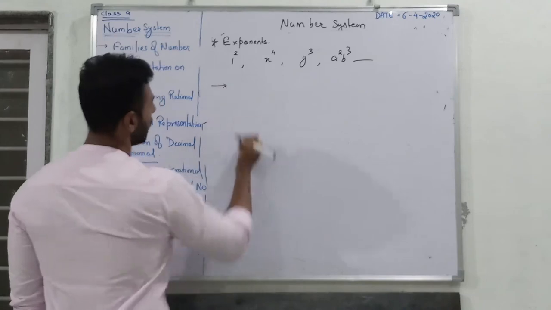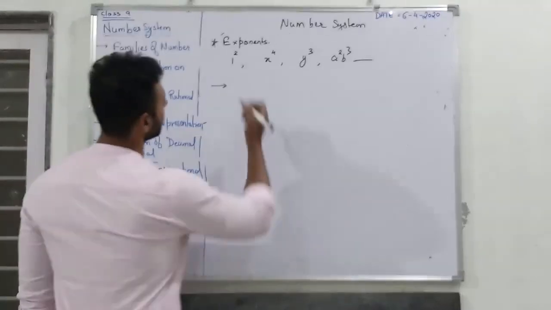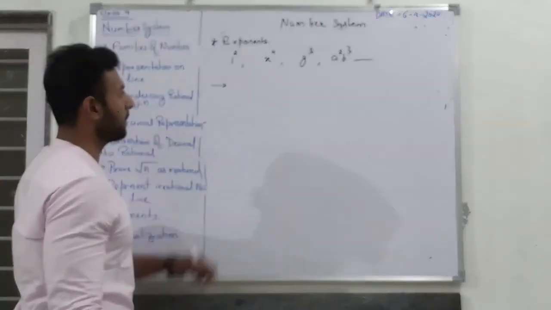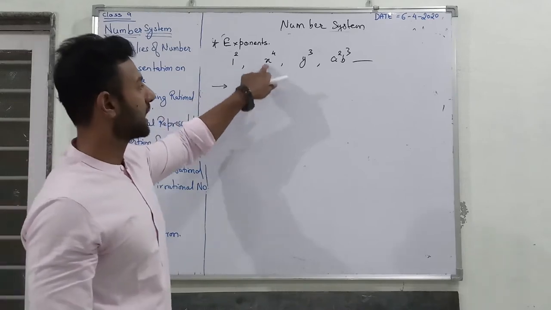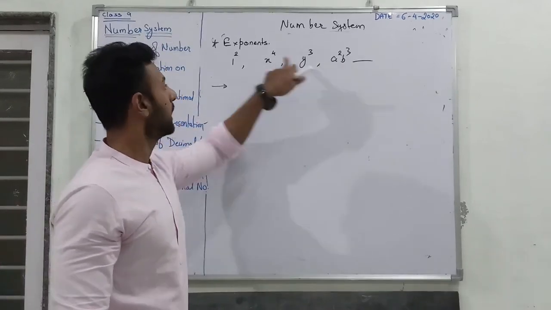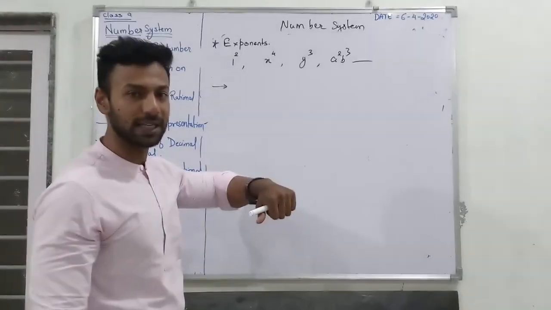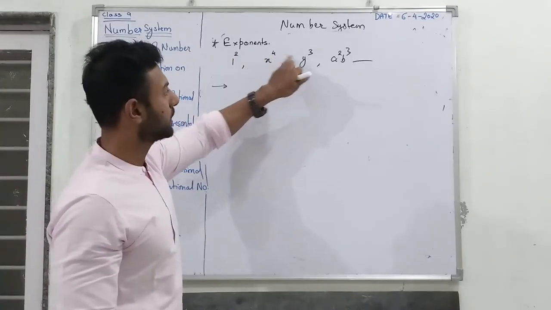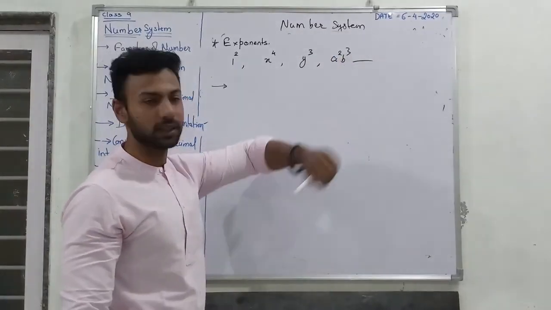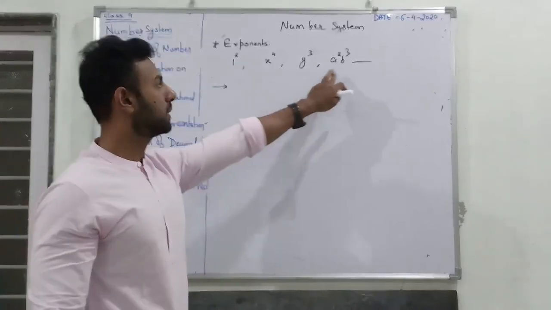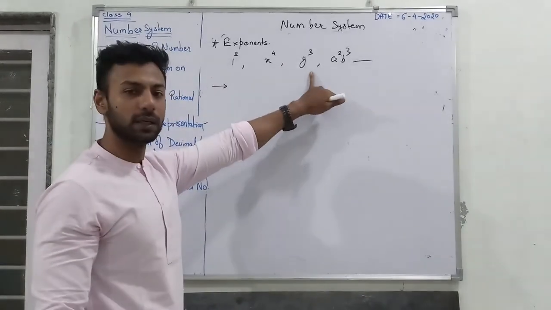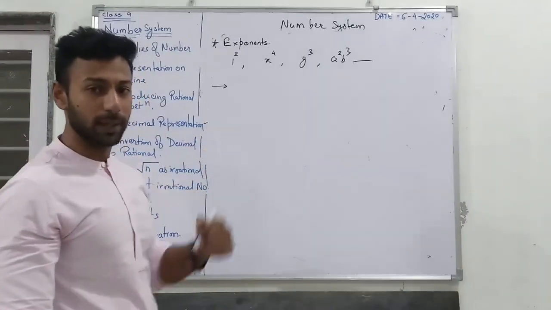Here are some laws of the exponents we have to go through. First is, if we are having the same base, here 1 is base, x is base, y is base, and these powers are generally the exponents. 2 is the exponent, 4 is the exponent, 3 is the exponent, 2, here 3 is the exponent. And the numbers or the alphabets which are written below are called the base.